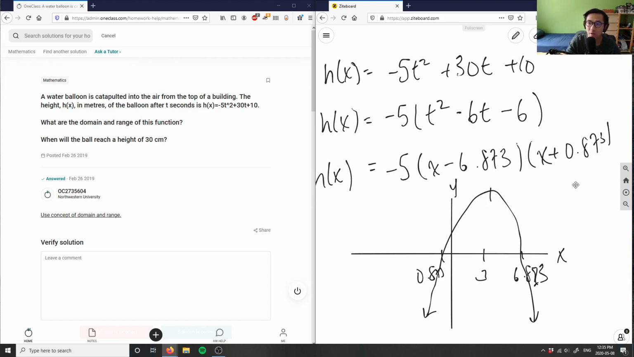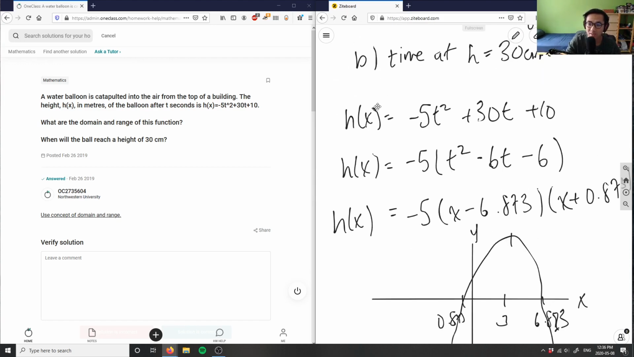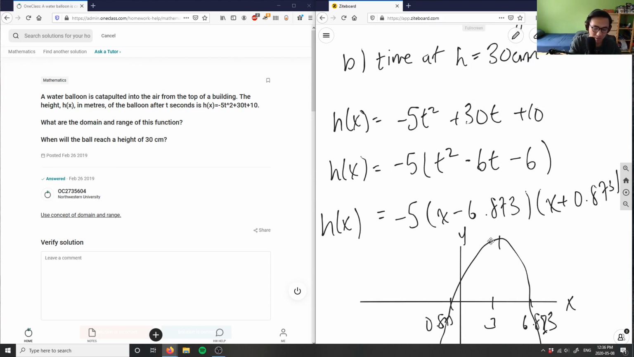So I'm going to plug in h of 3 to solve for the height. -5 times 3 squared plus 30 times 3 plus 10 would give me a value of 855. So this here would be 855.